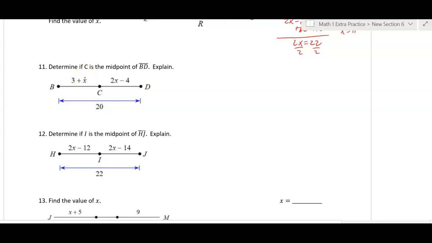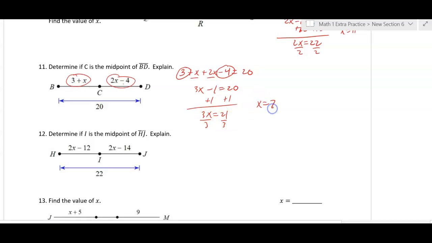Now the next one. Determine if C is the midpoint of BD. Well, a lot of people are going to rush to set these equal to each other. But the only thing you can assume by the diagram are these will add up to 20. So I have to use that idea. So when I combine like terms, 3x minus 1 equals 20. Add 1, 3x equals 21. Divide by 3, x is equal to 7.